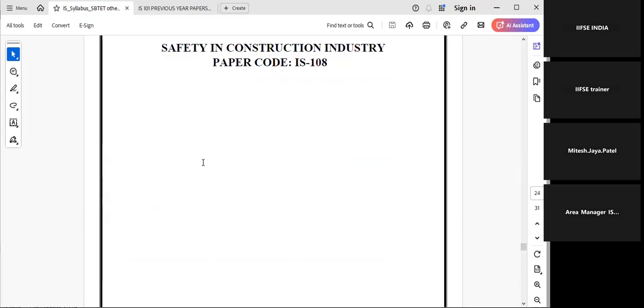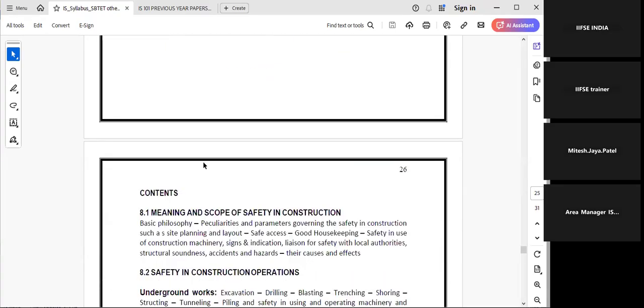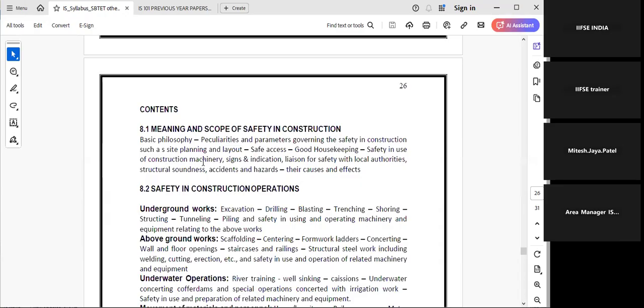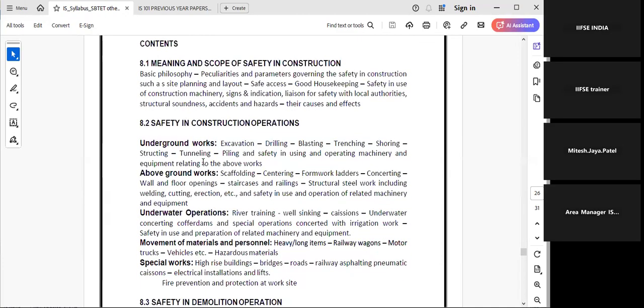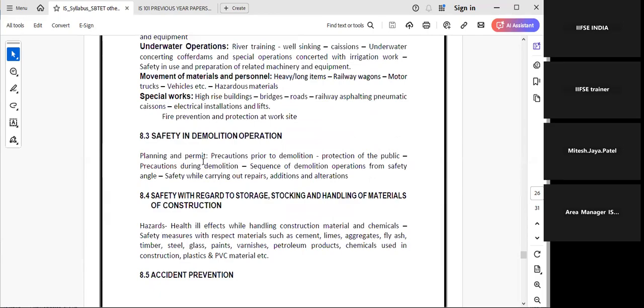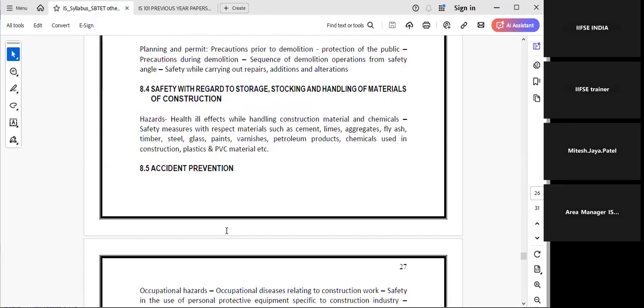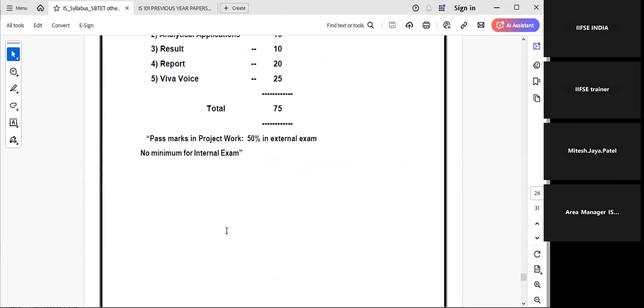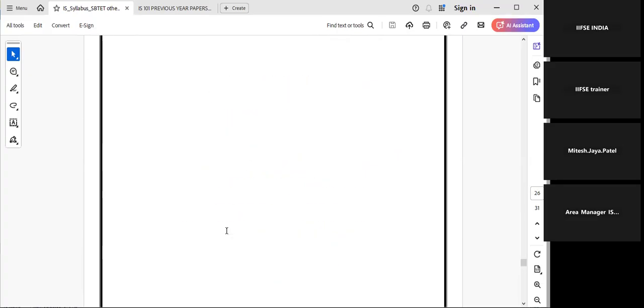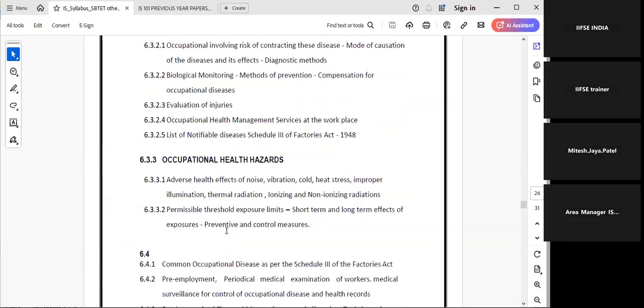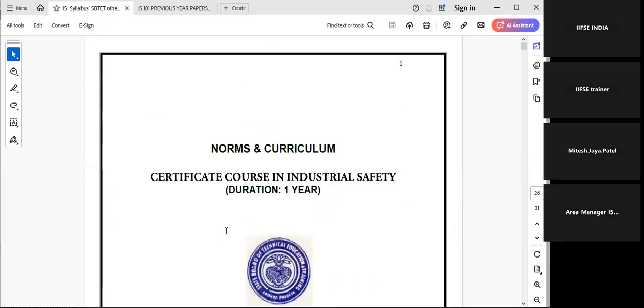Then 108, which is about construction. As I mentioned, it is a small topic. There we see the various activities under construction. So underground and above-ground activities and demolition. And here also we cover work at height, material stacking, accident prevention, site layout management, etc. We'll cover in this construction paper. Okay. So this is all about it, and this is IS 109, which is the project activity. So 75 marks you will have for the external, and 25 marks will be for the internal. Okay, that is all about this course curriculum.